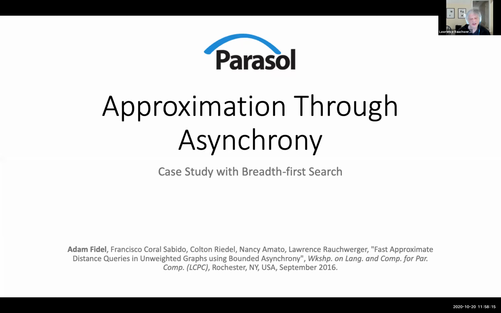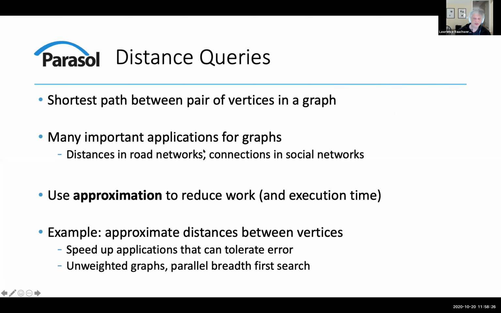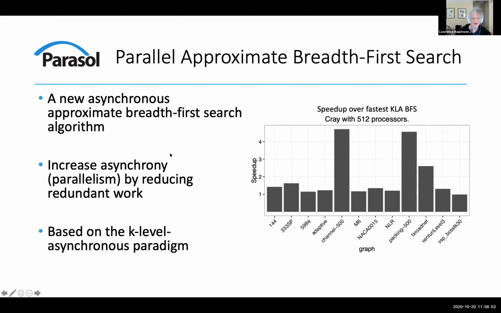Another thing that I wanted to show you, which we are going to work on some more, is approximation. The problem, just as an example, is the shortest path between a pair of vertices in a graph, and there are many applications that rely on that. So we use approximation to reduce the work that we do, and in essence also the execution time. As an example, approximate distances between vertices: you have unweighted graphs, parallel breadth first search and so forth. We use the asynchronous BFS, and we increase the asynchrony by reducing redundant work. It is what I showed you before.